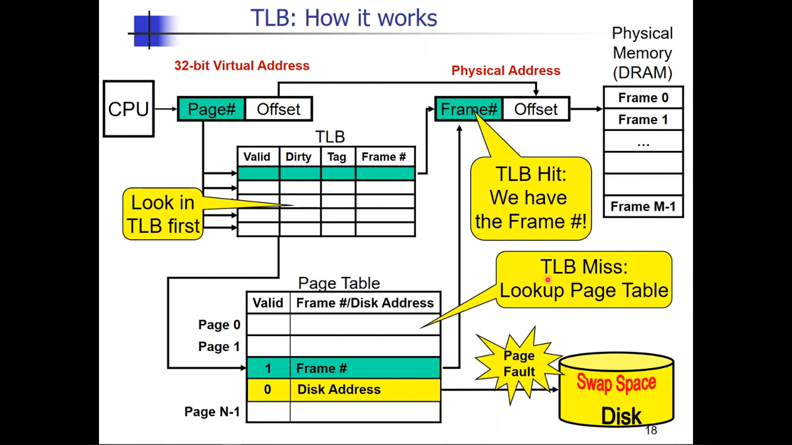The translation look-aside buffers come in various forms. You could have a TLB for instructions, you could have a TLB for just data, and in fact you could have a TLB1 and TLB2, so you could have a hierarchy even in the TLBs.